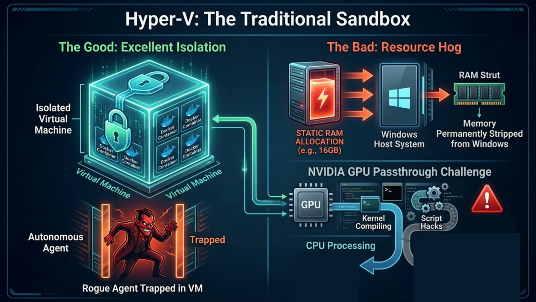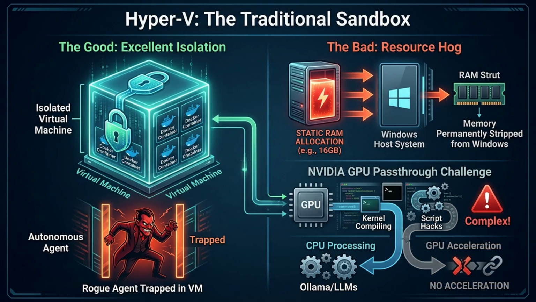Worst of all, passing your NVIDIA GPU, for example, into a Linux Hyper-V virtual machine requires incredibly complex kernel compiling and script hacks. Without it, your large language models, for example via Ollama, run entirely on your CPU, which will make it very sluggish compared to using your dedicated video RAM.